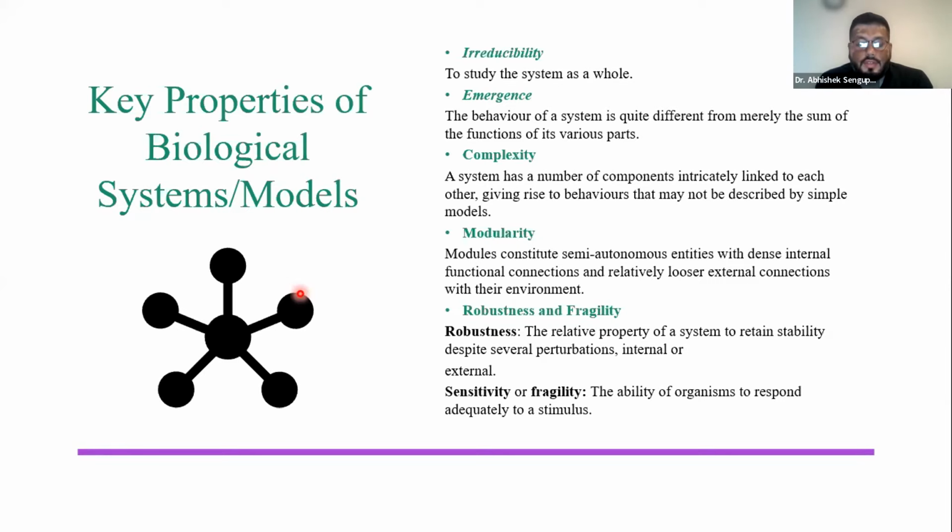So next is complexity. Complexity is definitely a very important property of biological systems. Most of the biological systems are very complex in nature. Our aim as systems biologists is to understand this complexity of biological systems in a certain quantifiable manner. For example, health and disease is one of the best examples of a complex system. For example, cancer, for example, diabetes. They are very complex disorders, right?